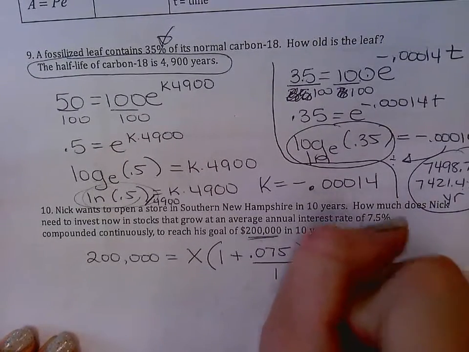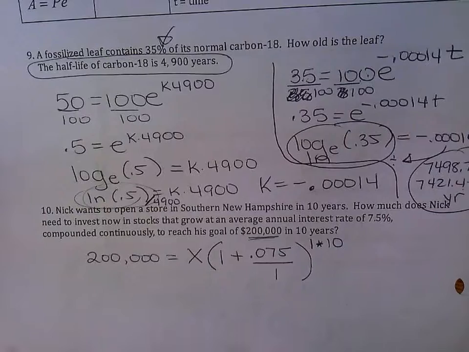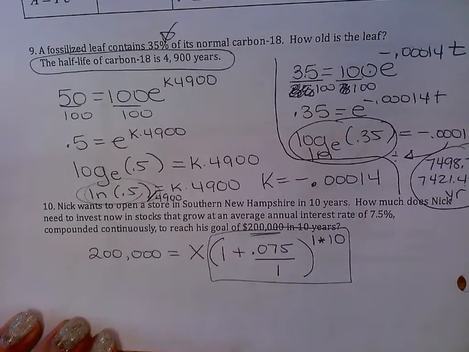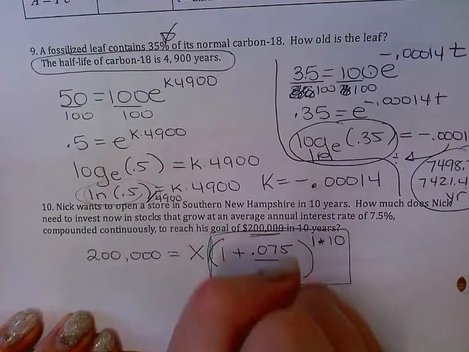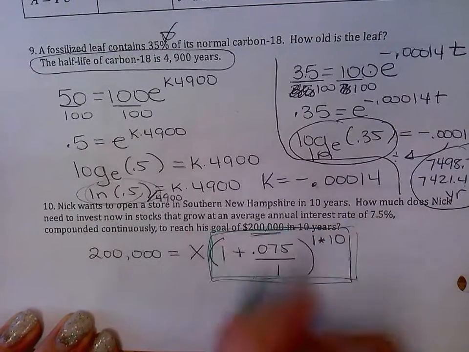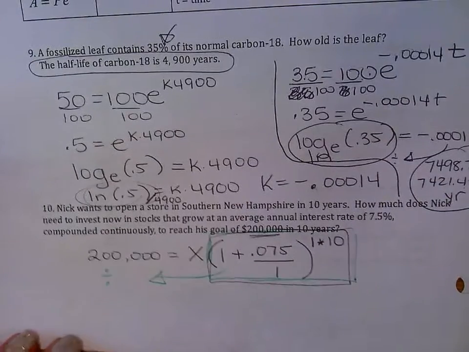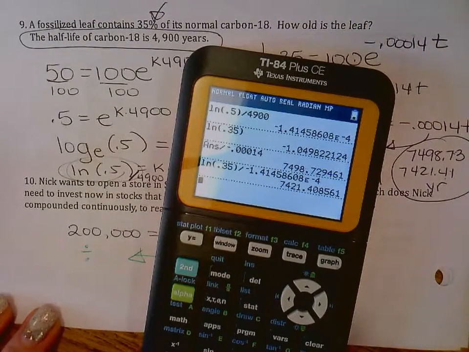And then N is 1 again times 10 years. So this number right here is just a number that's being multiplied by X. So we can find that number and just divide it to the other side to get X by itself. So let me find that number first.